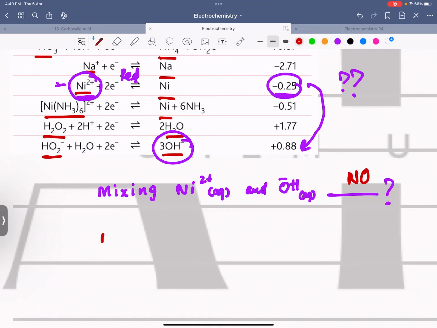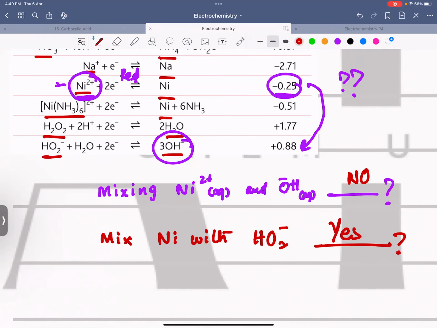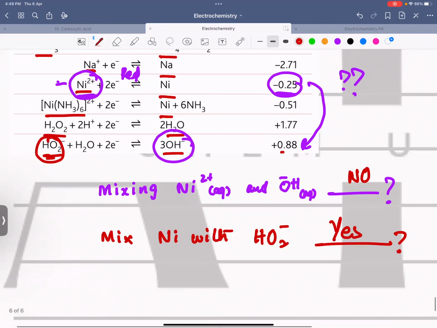But if I mix nickel with HO2 negative, then yes, the reaction could happen, because now this is my reactant and it has a greater value and it can undergo reduction with this, because this has a smaller value, so it can easily undergo oxidation.